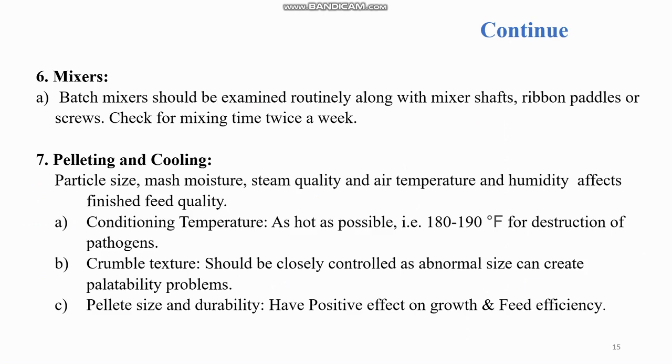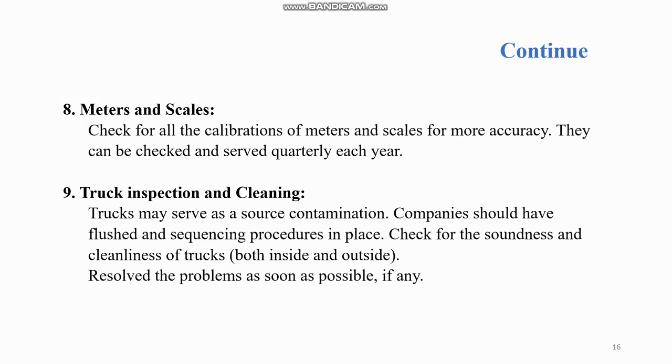Mixers. Batch mixers should be examined routinely along with mixer shafts, ribbon paddles or screws. Check the mixing time twice a week. Pelleting and cooling: particle size, mass, moisture, steam quality, and air temperature or humidity affect finished feed quality. Conditioning temperature should be as hot as possible, that is 180 to 190 Fahrenheit, for destruction of pathogens. Crumble texture should be closely controlled as abnormal size can create palatability problems. Pellet size and durability have positive effects on growth and feed efficiency.